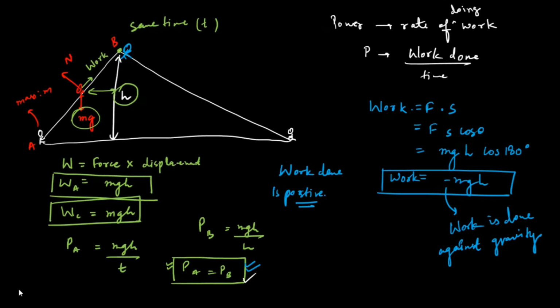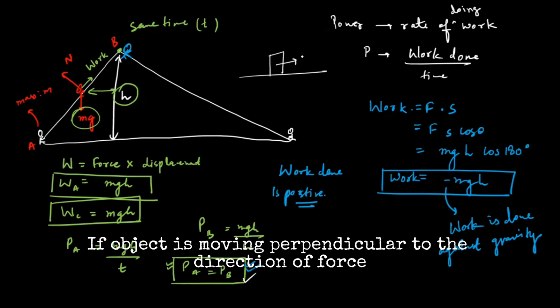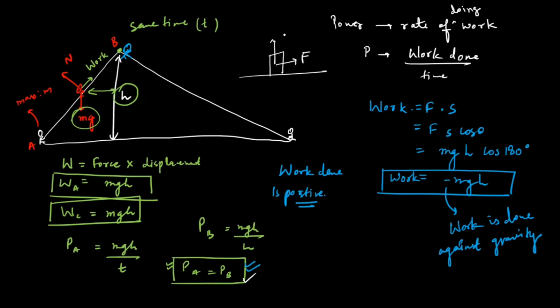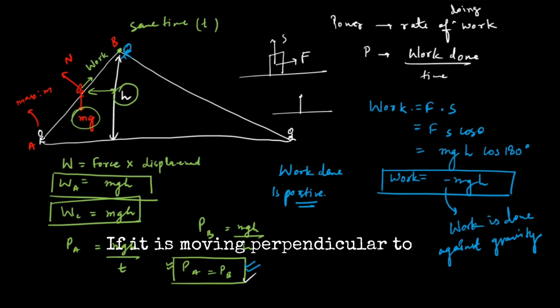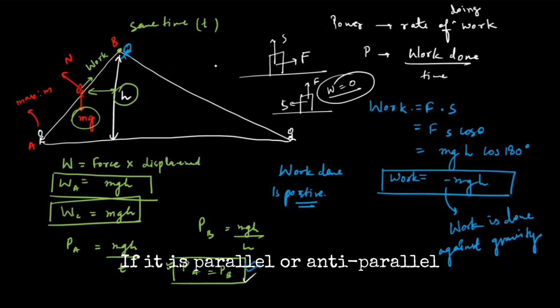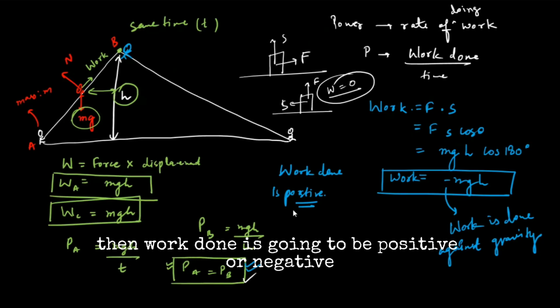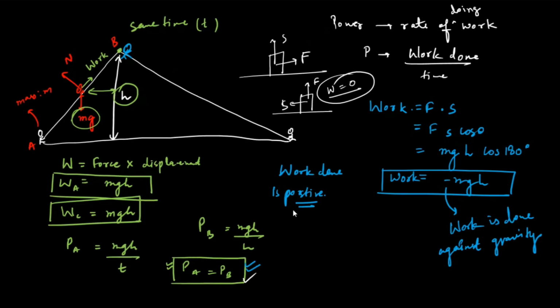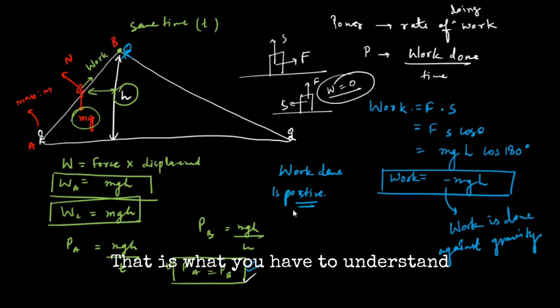Yeah, now it makes sense. Technically, you always just have to observe how the object is moving. If the object is moving perpendicular to the direction of force, then work done by that force is zero because cos 90 is zero. If it is parallel or anti-parallel, then work done is going to be positive or negative. That is what you have to understand.